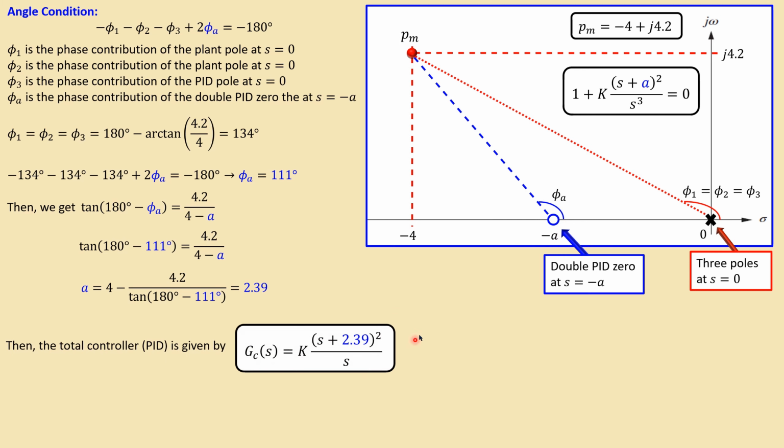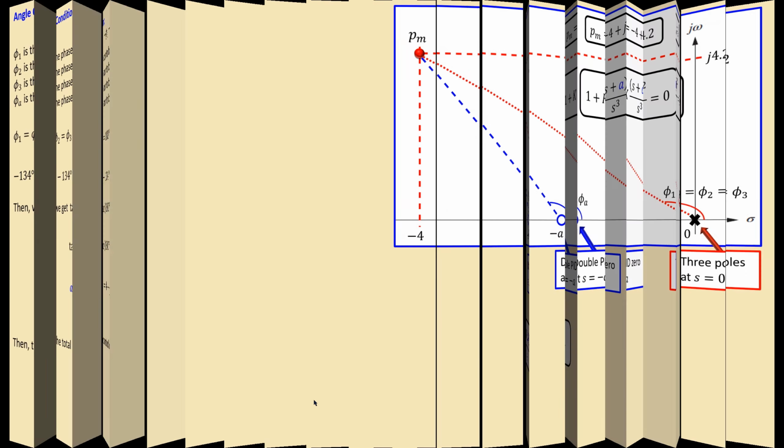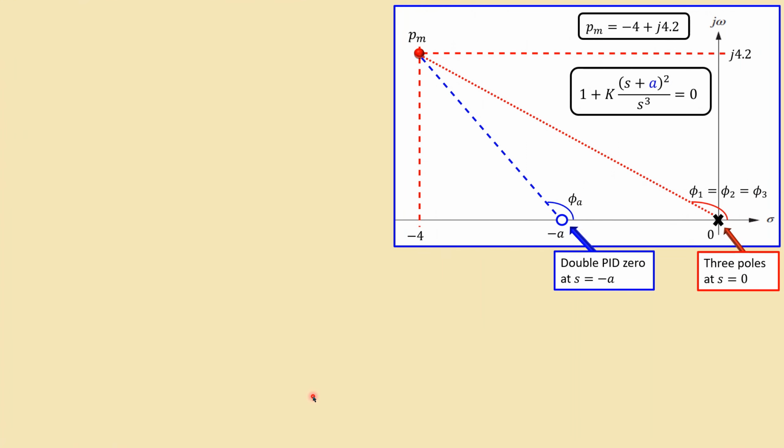Then the total controller of the PID controller is given by this expression. We don't know the controller gain yet, so we need to calculate that. So that is then the situation here. Okay, this is exactly the same, of course. All right, moving on. This is then the plot again.